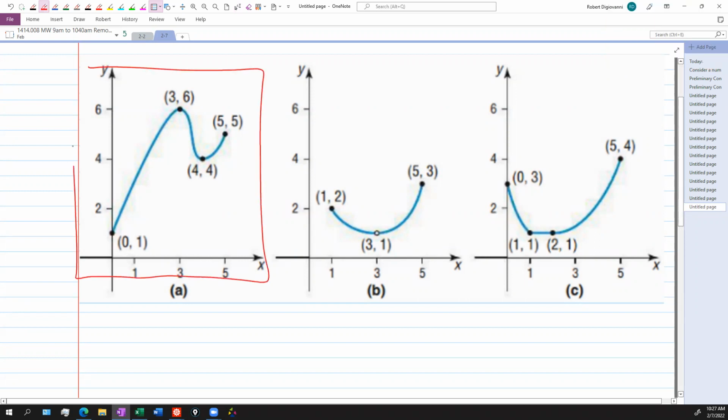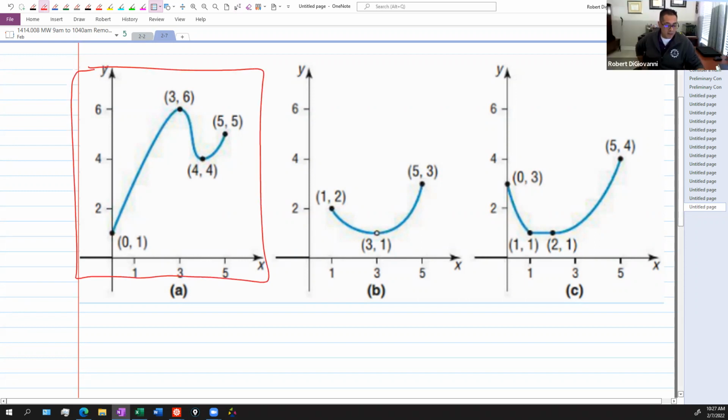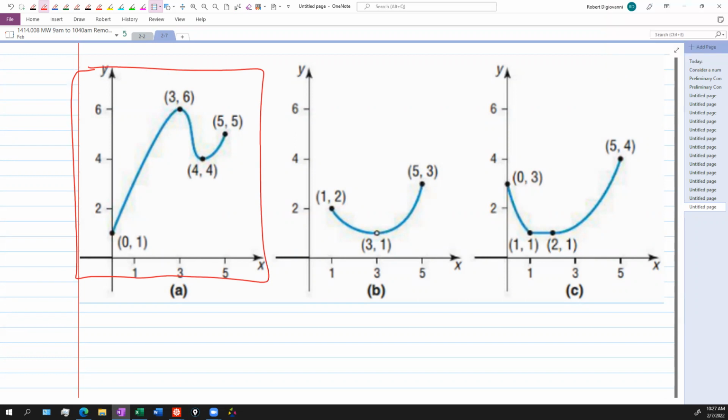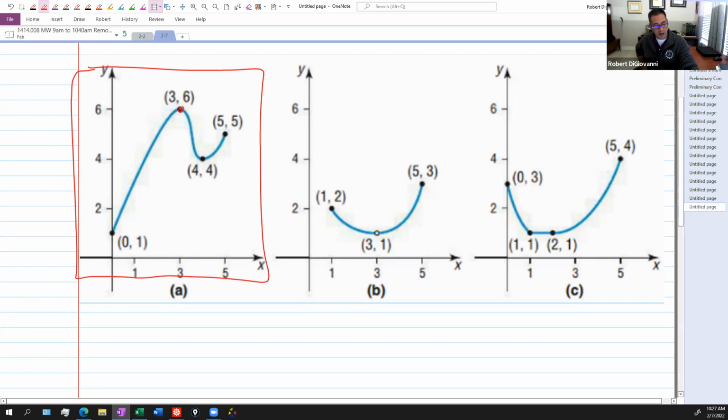I want you to tell me, does it have an absolute maximum? A highest point that's higher than any other point on the graph? Would it be the 3, 6? Yes, exactly. So you would say at x equals 3, you have an absolute maximum value of 6. Do y'all understand that?